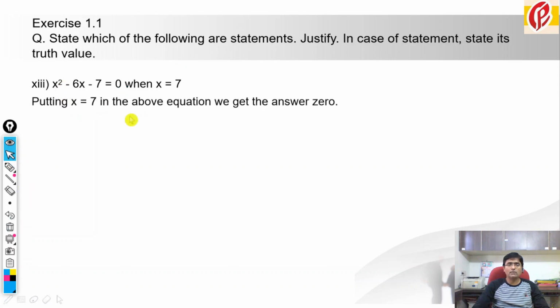Putting x is equal to 7 in the above equation, we get the answer 0. So it is a statement which is true. Hence its truth value is T.